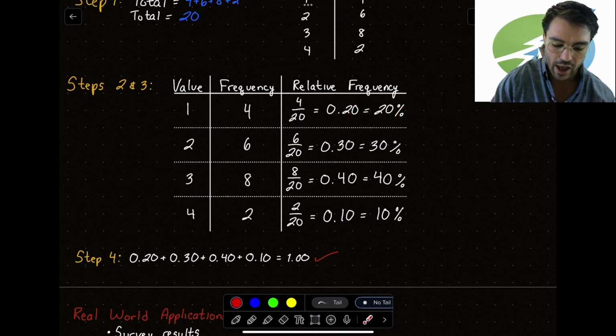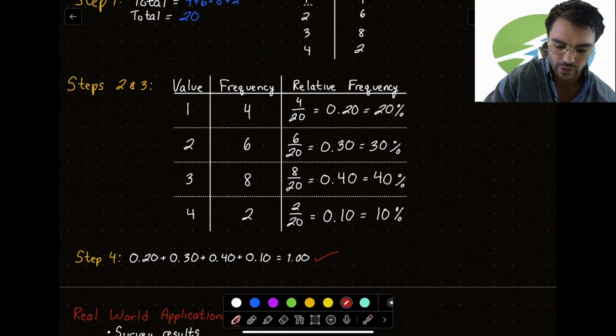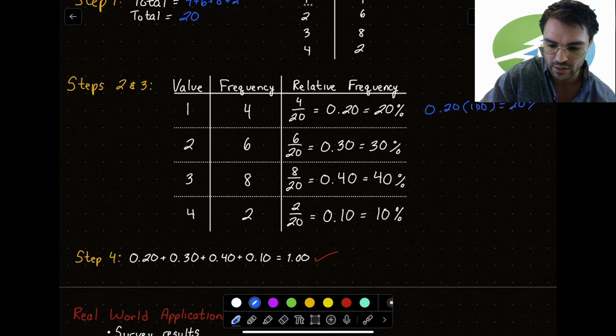Quick note here. How do we get from 0.20 to 20%? Very simple. Just multiply by 100. Let's do it in blue. 0.20 times 100 equals 20%.